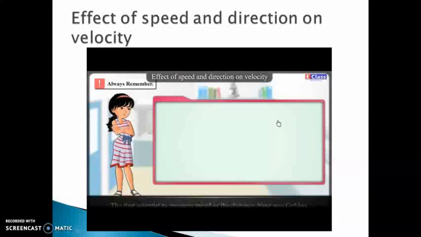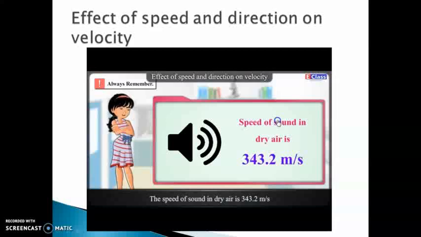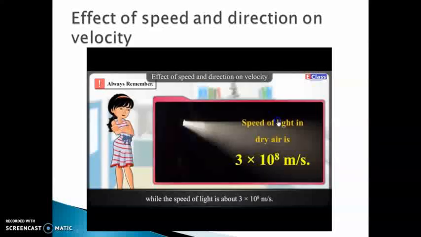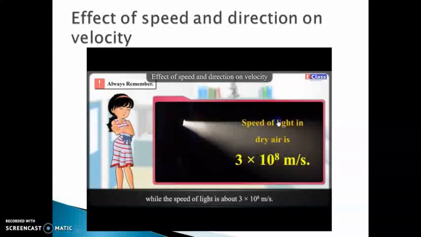Now let's see some more information. Always remember, the first scientist to measure speed as the distance upon time was Galileo. The speed of sound in dry air is 343.2 meters per second, while the speed of light is about 3 multiplied by 10 raised to 8 meters per second. The speed of revolution of the earth around the sun is about 29,770 meters per second.